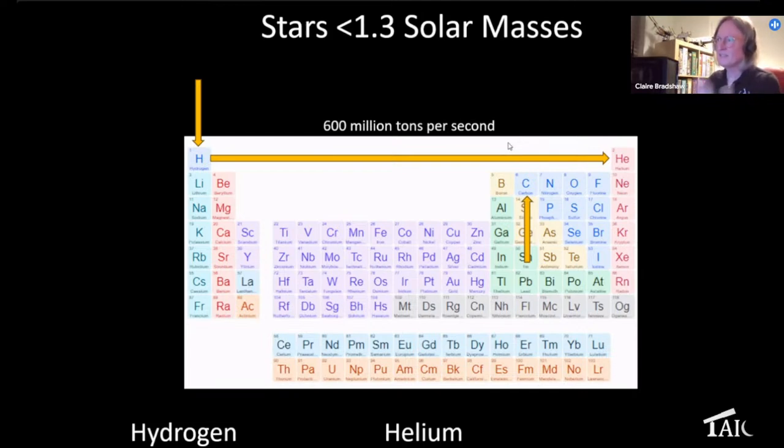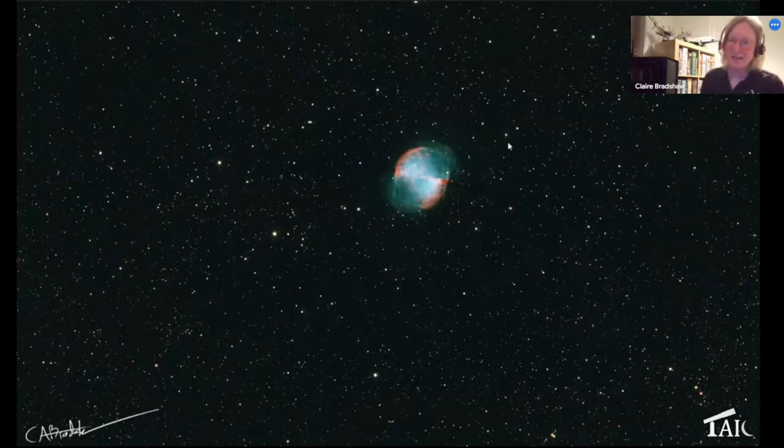Then it starts to convert the helium into carbon. It becomes a carbon star. When it has reached carbon and used all the helium up, it needs to start fusing carbon into something else to keep going. But unfortunately, it doesn't have the energy to do that. Stars of this mass and less can't carry on up the periodic table. It ends up at the planetary nebula stage. And it's adios, goodbye star, never mind.